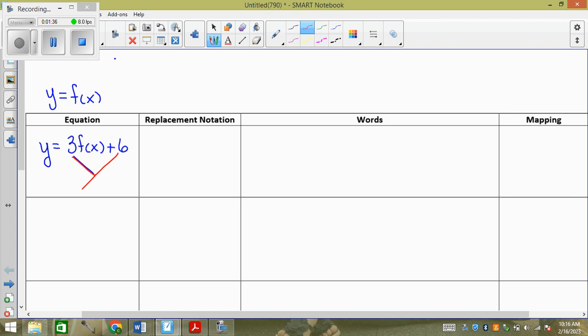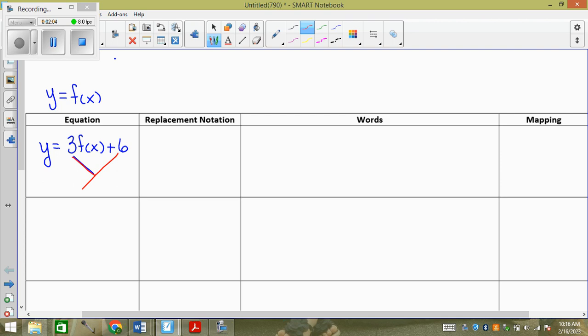We agree? Transformations have to be said in what order? Yeah, SRT. Stretch, reflect, translate. Stretch, reflect, translate, right? So in this case, also with verticals, do the numbers ever change between equation, mapping, and words if it's vertical? No. Equation, mapping, words, all the same numbers.